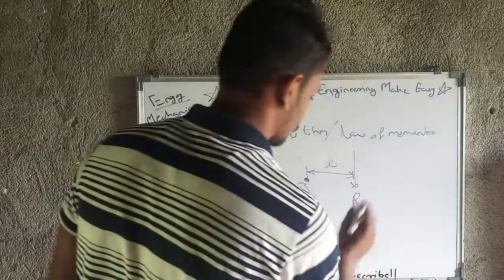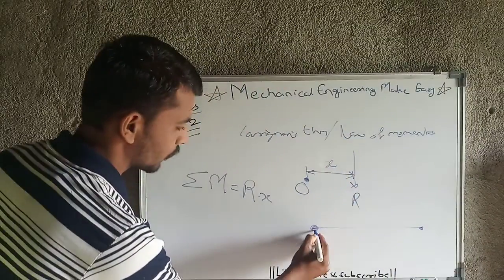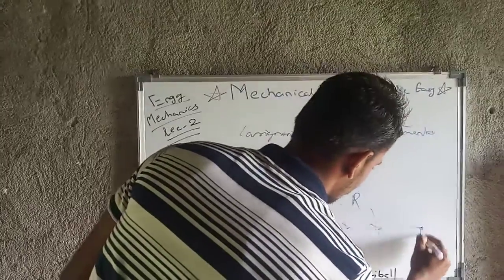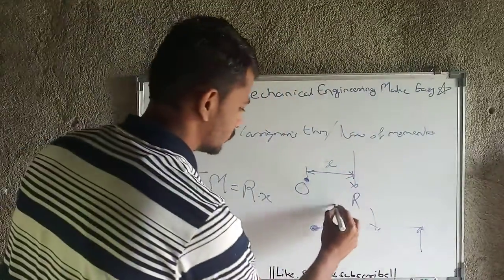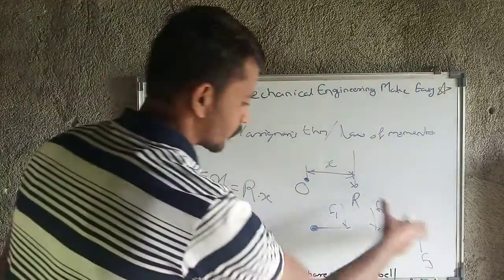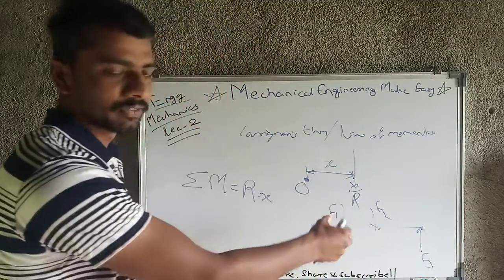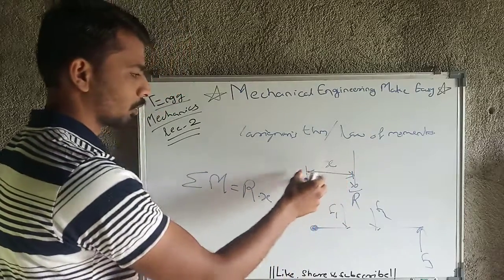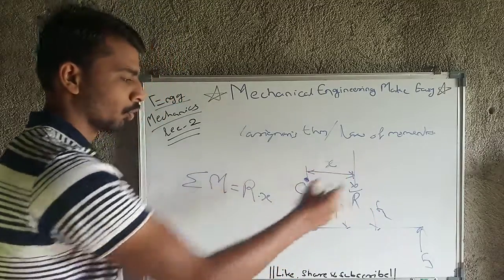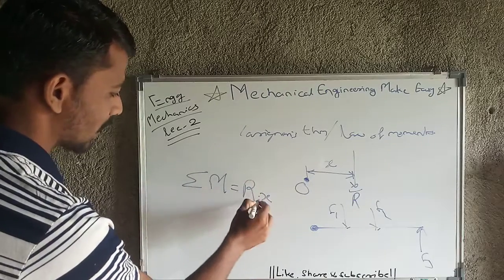If there are a number of forces, I will give you another example. This is the beam, and we need to calculate the moment about this point O, and the forces acting may be like this: F1, F2, and F3. We have calculated the resultant of F1, F2 and F3, which is denoted by R, and which has a distance from O, that is X. That R is located at the distance X from O. So the summation of moments at point O will equal R into X.